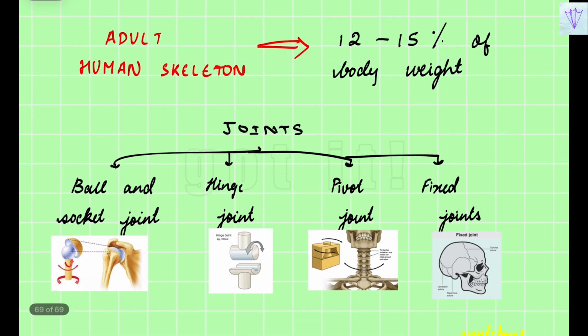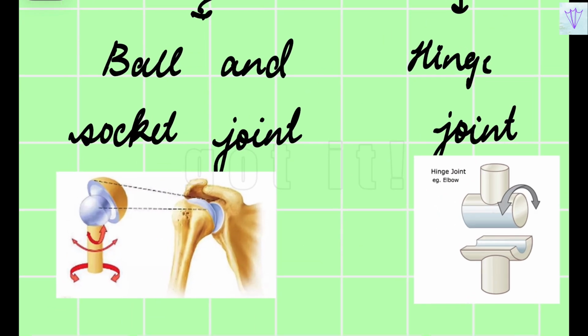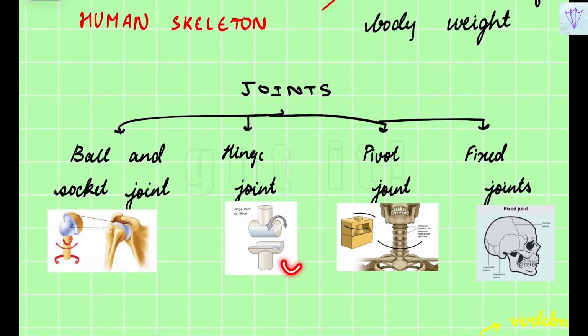Next, moving to the joints. We basically have four kinds of joints which you have to remember in your class. That is ball and socket joint, hinge joint, pivot joint, and fixed joints. The ball and socket joint is also called the shoulder joint. The hinge joint you will find in your elbow. The pivot joint is why you are able to move your head. And these are the fixed joints which are present in your skull, which you cannot move.